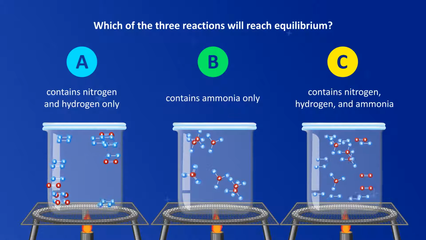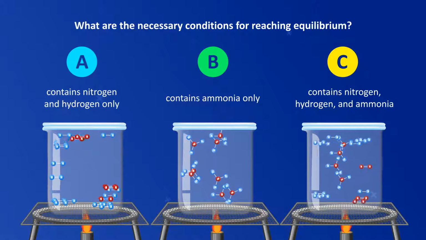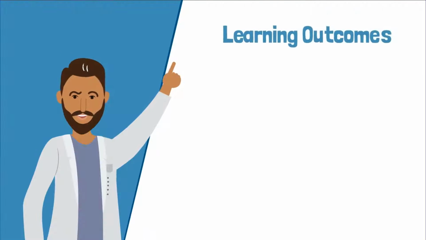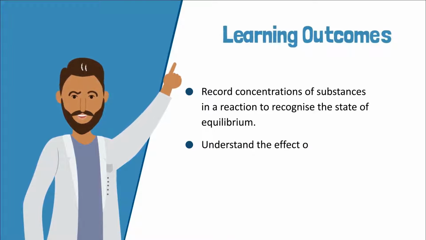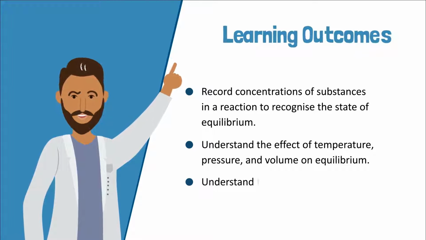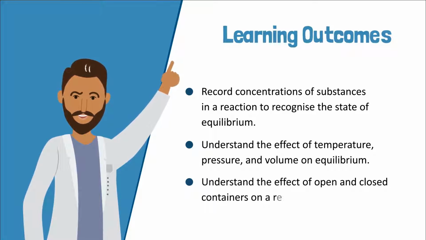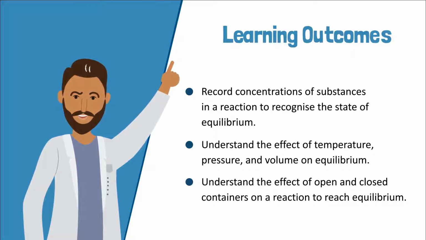Which of the three reactions will reach equilibrium? What are the necessary conditions for reaching equilibrium? In this video, we will discuss how to determine if a reaction has reached equilibrium. We will also discuss why different conditions, such as temperature, pressure, volume, and containers, must meet specific criteria for a reaction to reach and maintain equilibrium.